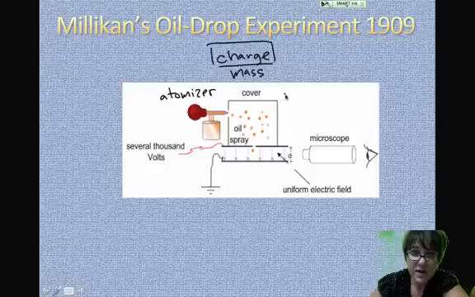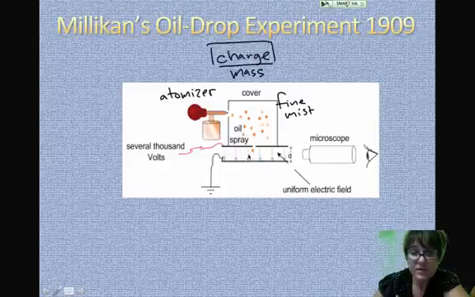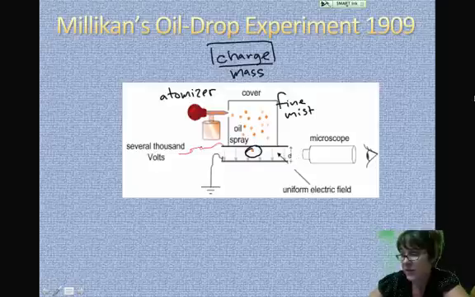sprayed a very fine mist of oils across an electrically charged plate. So it formed an electrical field, and then the idea was to sort of get the oil particle to hover inside there or levitate in there, and they could measure the charge that was going through there based on how it moved.